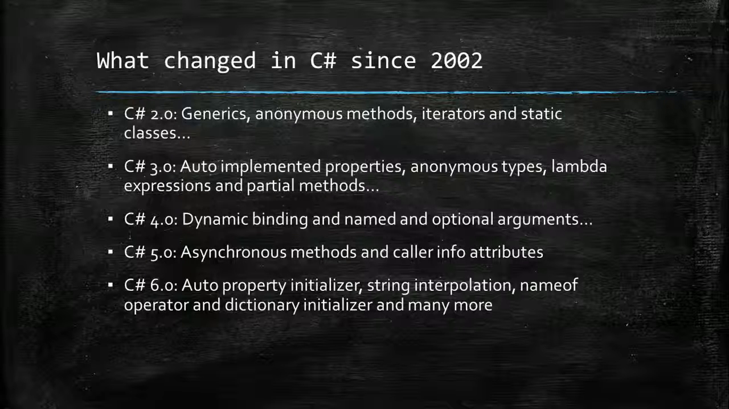C# 4.0 introduced dynamic binding and named and optional arguments, and so on. C# 5.0 introduced asynchronous methods and caller info attributes. And C# 6.0 introduced auto property initializer, string interpolation, nameof operator, and dictionary initializer, and many more.